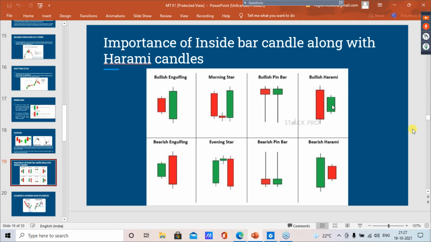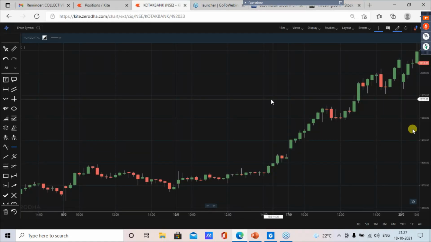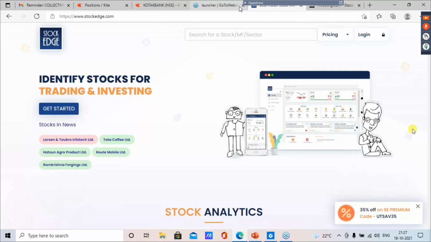So this is all that we had planned for candles, because this is all that I'm using in the live market. These are highly frequent and highly powerful money-making candlestick patterns. So please download the Stock Edge app on your mobile, or just write down a few points on Harami, please.